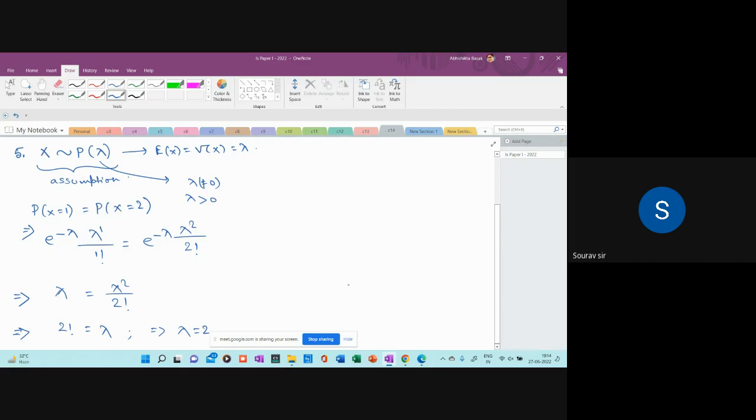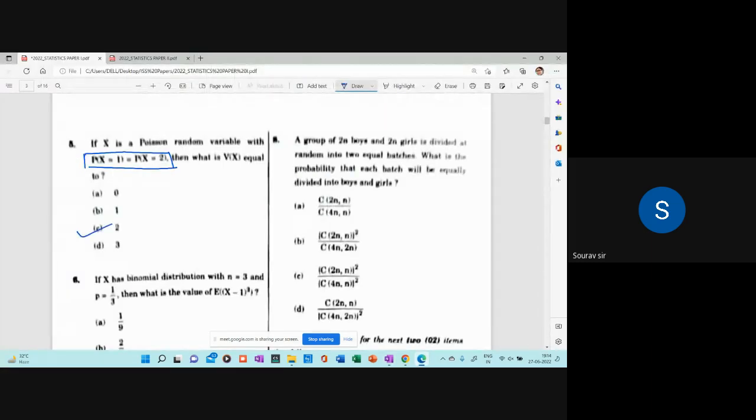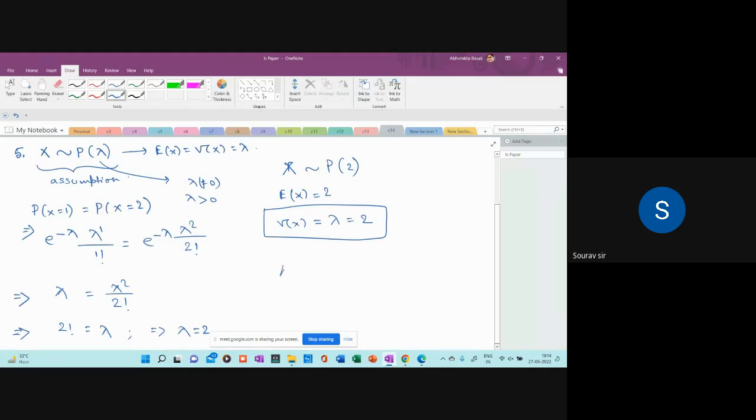Is it clear? And for this reason we can say x follows Poisson with 2, and that will give me expectation of x equal to 2, hence variance of x is also equal to lambda, that is equal to 2, and this is going to be my answer. So let's check the options. Option C is my answer. So my answer is option C, 2.